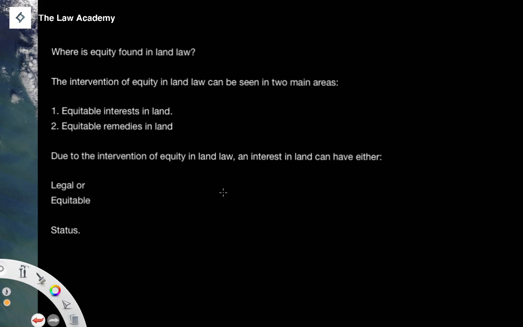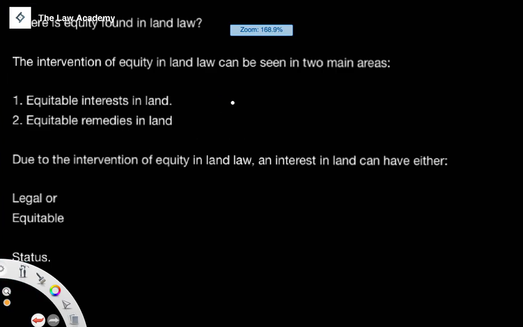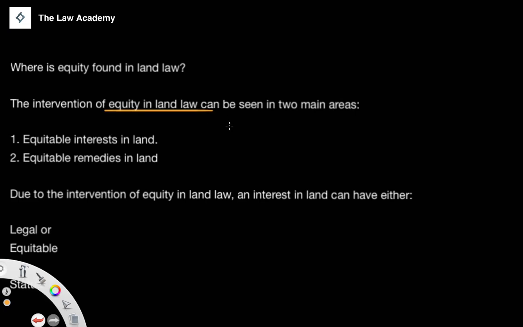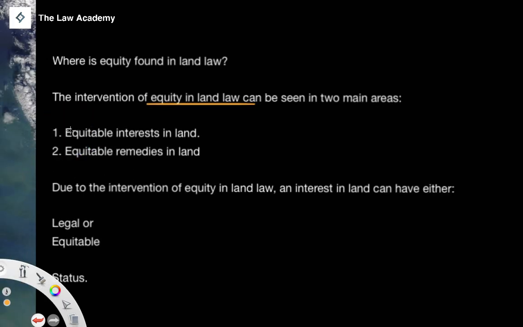The intervention of equity in land law can be seen in 2 main areas. There are 2 broad categories of equitable relationships within land law, and these are firstly the equitable interests in land. Equity creates new interests in land where legal interests fall down effectively. And the same can be said for equitable remedies. Equity makes new remedies in land as well.